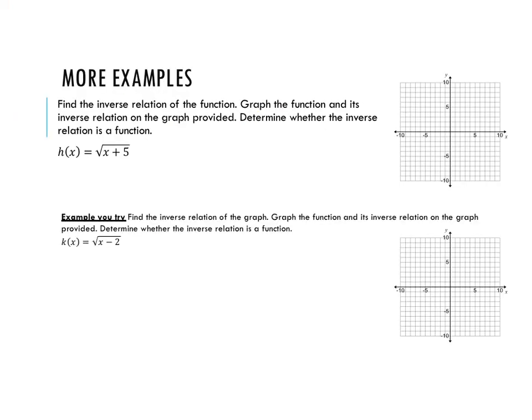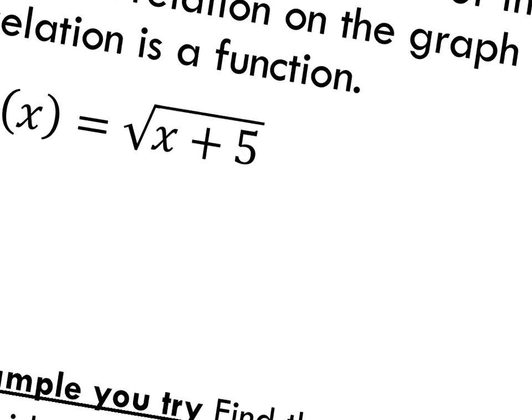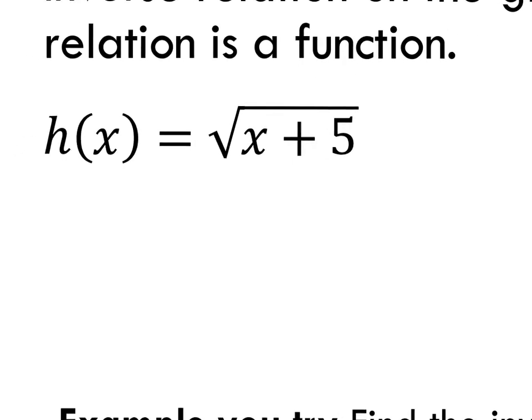Okay, so notice we're going to do the same thing again, except now we're going to look at a different type of function. The same steps apply. So the first thing we're going to do is find the inverse of h of x. Now remember the first step, we're going to change that h of x to a y. Now we're going to flip the position of x and y.